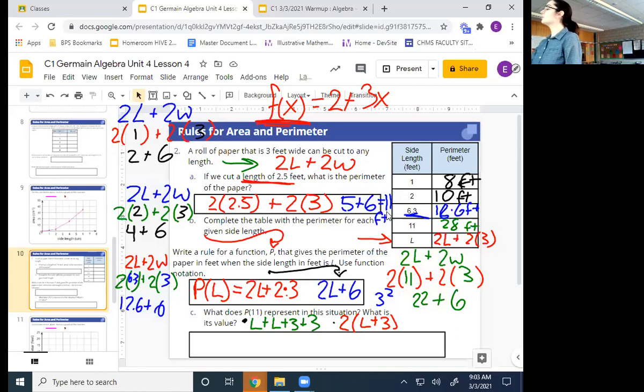Now, lastly, what does P of 11 represent in this situation? What is its value? P of 11 represents what? Can I have Abby Wasta unmute and tell me what that means in the context of the story? It means that the perimeter is 11 feet. The perimeter is 11 feet.